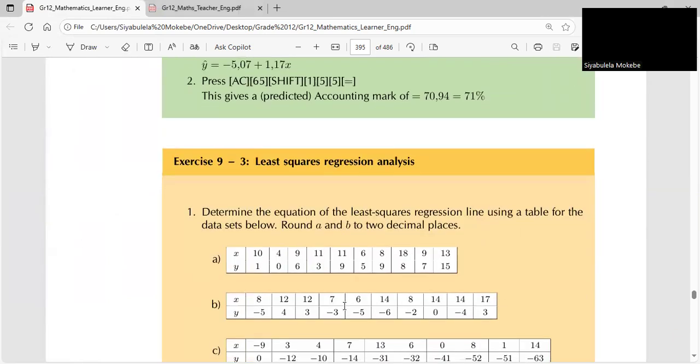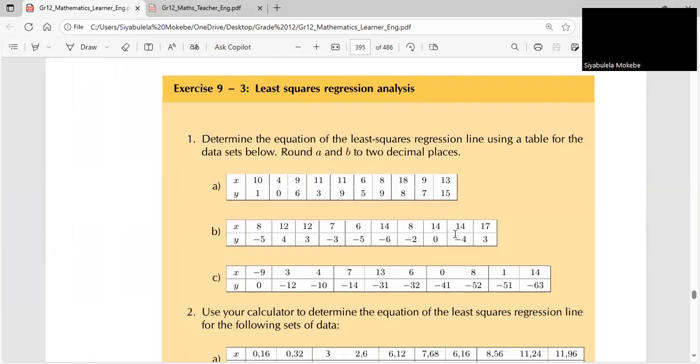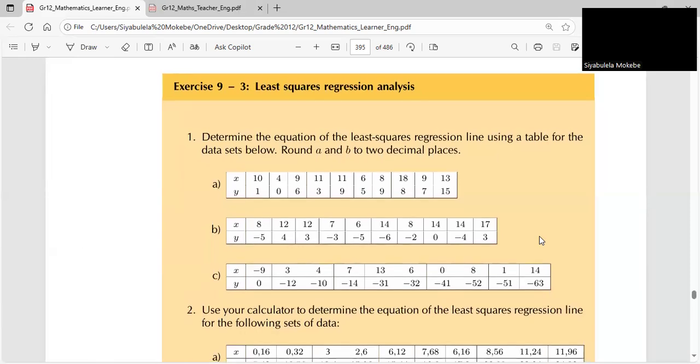So again, folks, I'm going to pause the video, try this exercise, and then we will continue when you're done.